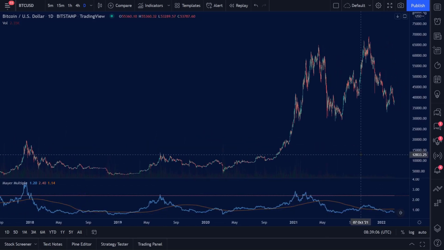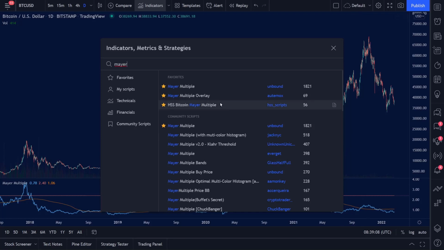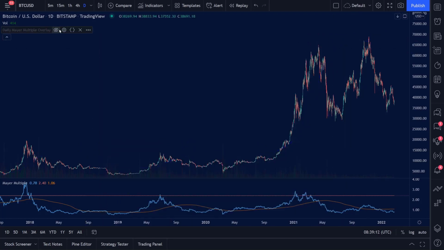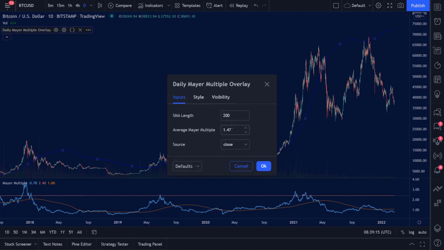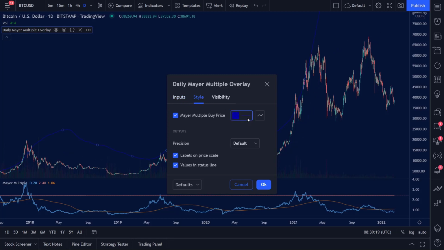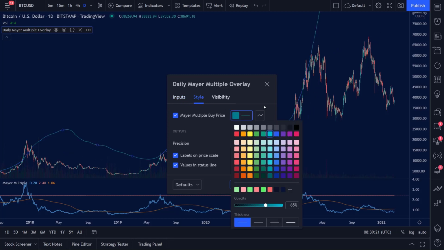There are 2 ways of showing the Puell Multiple in TradingView. The first one is using a subchart with a calculation of the Puell Multiple and 2 lines that indicate the buy and sell regions. The second way to show the Puell Multiple is to use an overlay on the Bitcoin price and see where the price of Bitcoin is higher than the Puell Multiple.